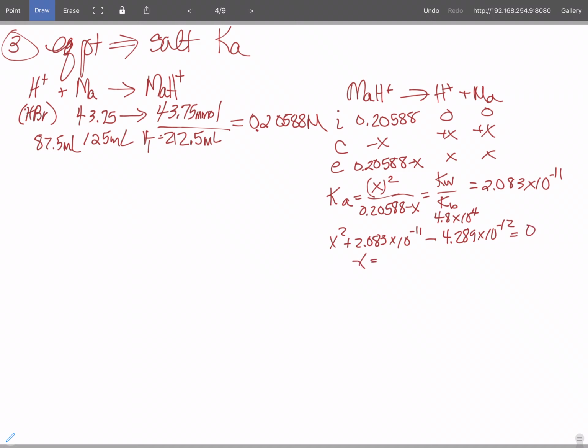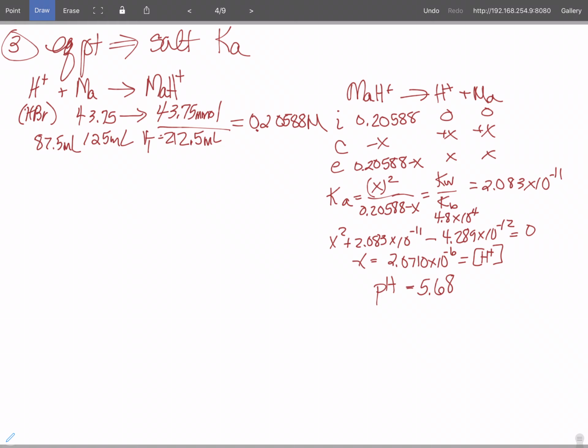So x comes out equal to 2.0710 times 10 to the minus 6. Now in this case, this is our H plus concentration. Therefore, we can just take the negative log of it, and we get a pH of 5.68.